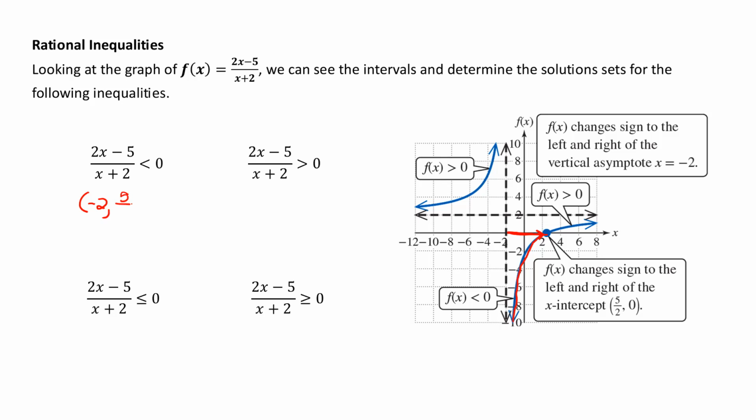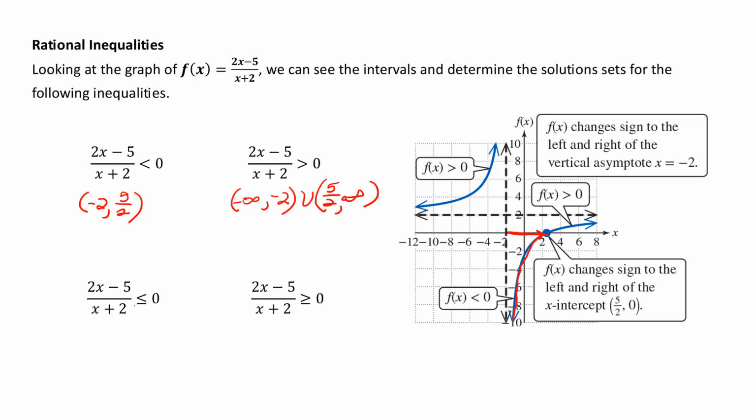So the solution set for that would be from -2 up to 5/2, not including 5/2. For 2x minus 5 over x plus 2 greater than 0, you can see that that happens on the left side of the asymptote. So from negative infinity up to -2, but not including -2 because the asymptote is not something that the graph will ever touch. And then it's also positive from 5/2 up to infinity, but not including 5/2 because we don't want it to equal 0.